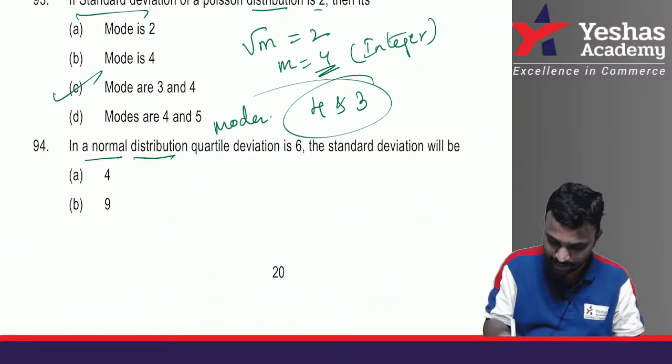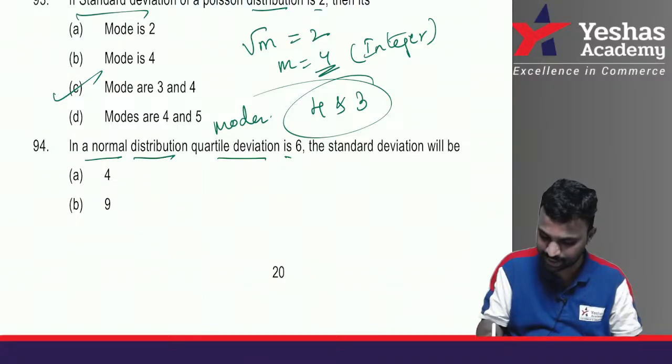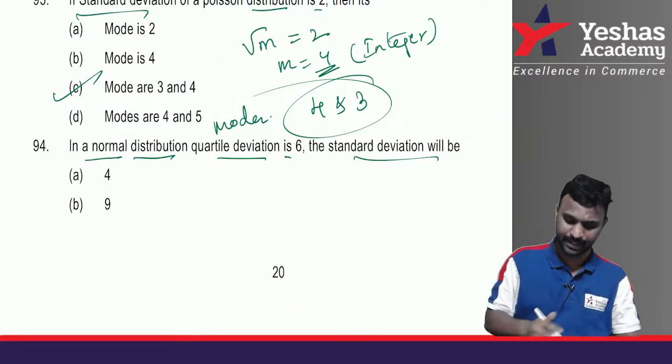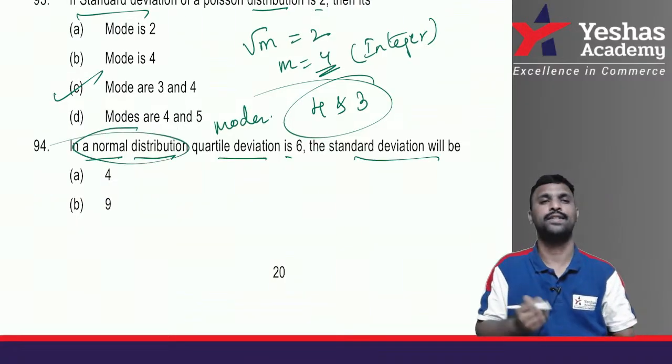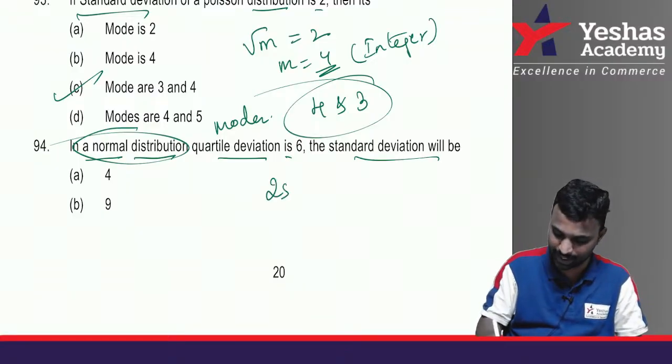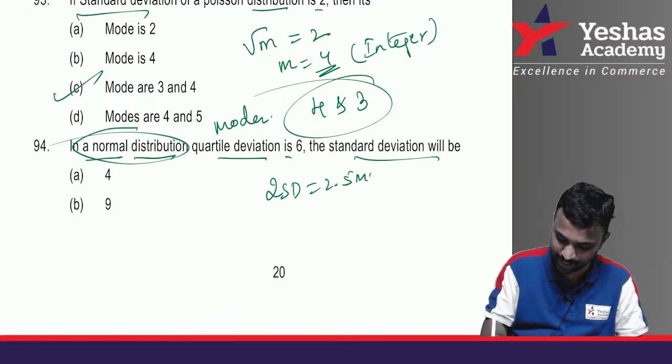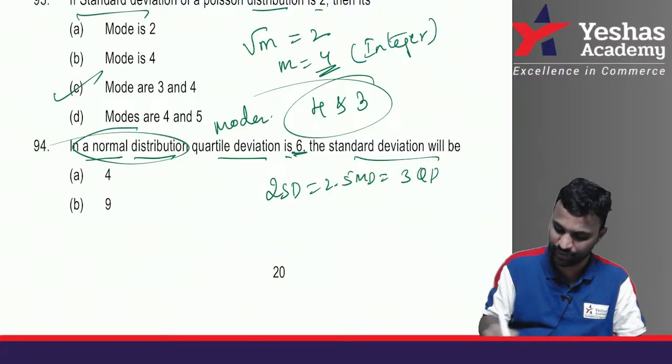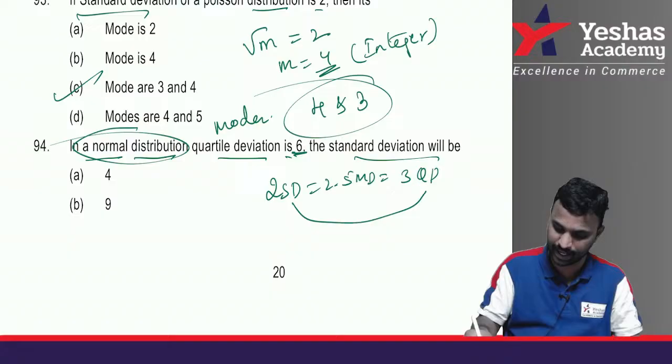In a binomial distribution, the quartile deviation is 6. The standard deviation will be what? So guys, normal distribution. What's the relationship between SD, MD, QD? 2SD equal to 2.5 MD equal to 3 QD. What are we given? QD is given. What we need to find out? SD. So equate first and last terms.